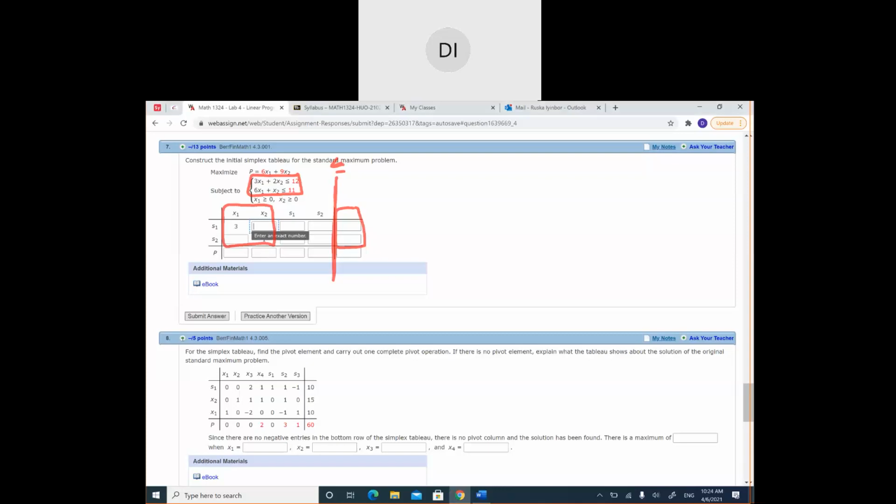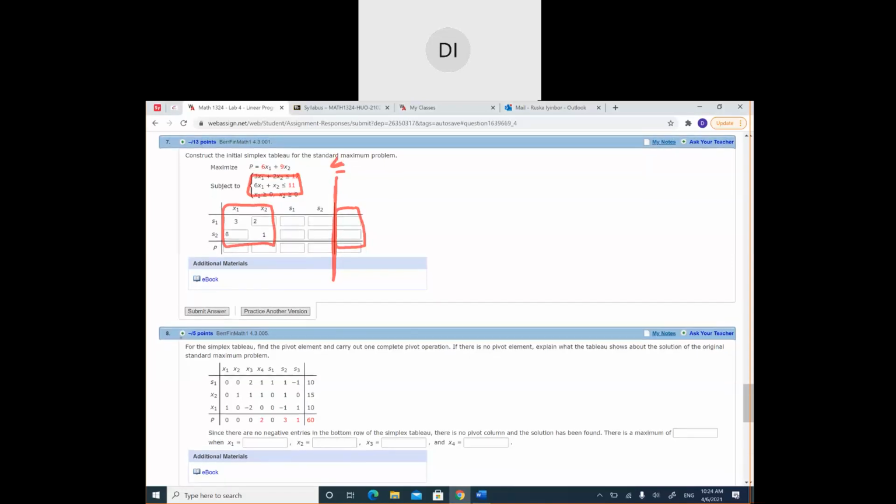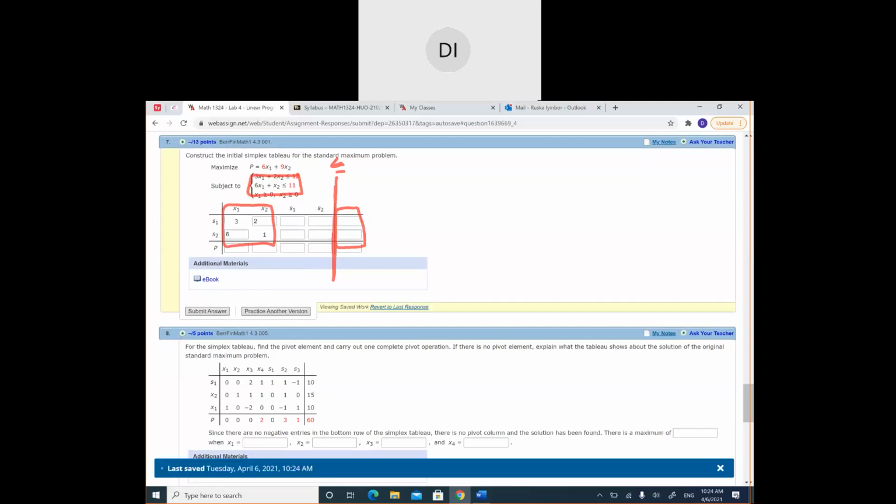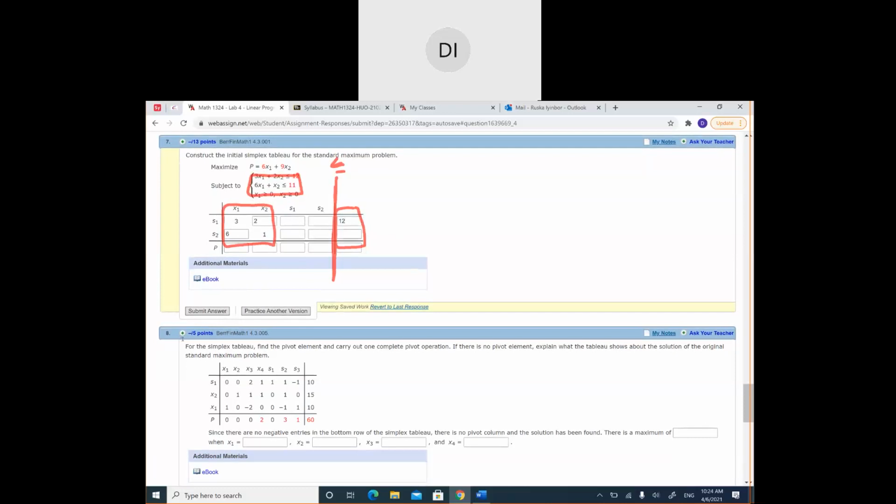See, the next number here is going to be 2. Then the number in the second row, in the second inequality, is going to be 6. And then the number in front of x2 is 1. They have a 1 there. Okay? So that's how you plug in the numbers. Now, what do you have on the other side? See, the first inequality is 12. So the first number here is 12. And the second one is going to be 11. So just look at the numbers and transfer them. Okay? So that's how you get them.